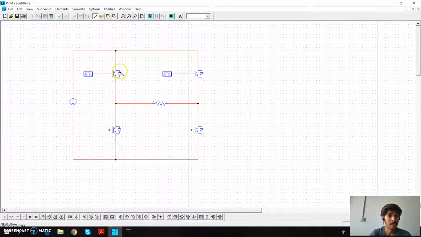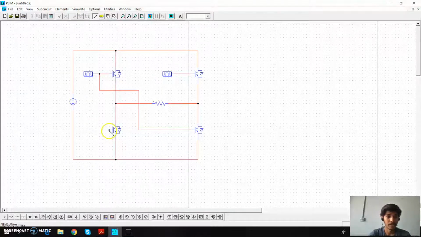Now as I told earlier, the IGBTs Q1 and Q2 are turned on during the same time. So we will connect the same pulse generating block for the IGBTs Q1 and Q2. And it is the same for the IGBTs Q3 and Q4.